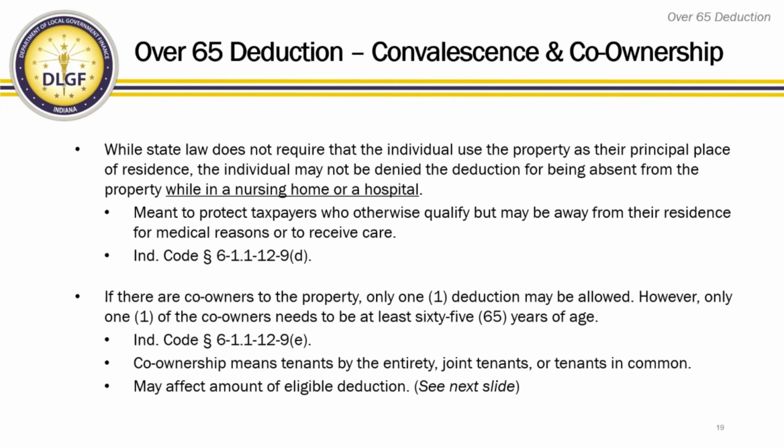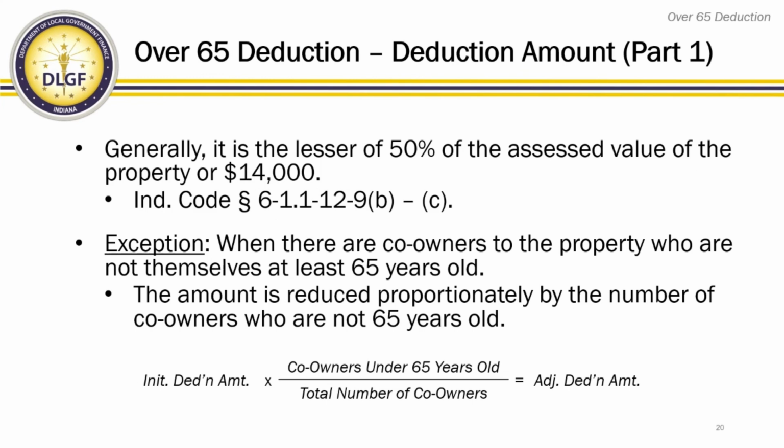And also, if there are any co-owners to the property, this is another limitation to bring up. Only one deduction may be allowed. However, only one of the co-owners needs to be at least 65 years of age. The effect of this, however, is that if there are co-owners and not all of them are over 65, there is going to be an adjustment on the amount of the deduction that's available, as the next slide will get into. So the amount of the deduction is fixed at $14,000, subject to that mobile home adjustment.